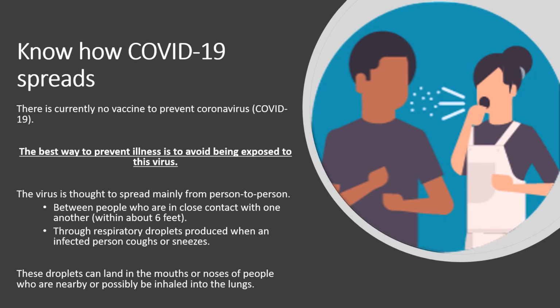Know how COVID-19 spreads. Since there is currently no vaccine to prevent coronavirus, the best way to prevent illness is to avoid being exposed to this virus. The virus is thought to spread mainly from person to person, either between people who are in close contact with one another, within 6 feet, or through respiratory droplets produced when an infected person coughs or sneezes. These droplets can land in the mouths or noses of people who are nearby or possibly be inhaled into the lungs.